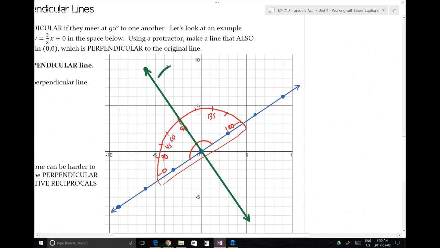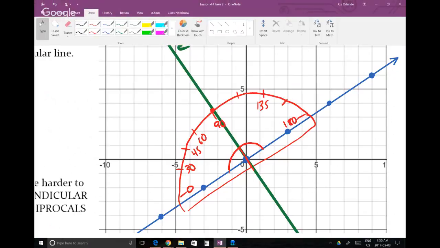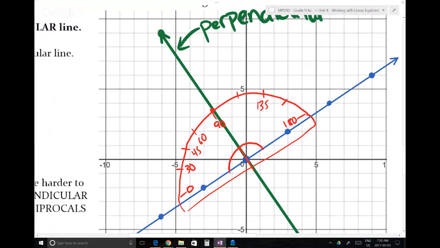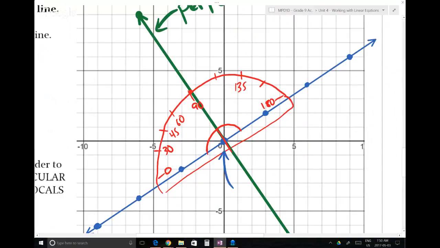Okay, so here's our perpendicular line. And we know it's perpendicular because we drew it at 90 degrees. By the way, this should be obvious, but you don't have to draw the protractor. I drew it on because I don't have a real protractor here. What I want you to do is find the equation of this line. When we do, we're going to see that b is equal to 0.